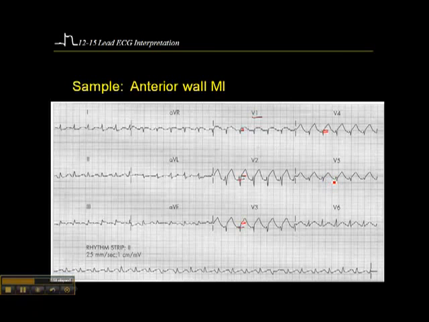V5, a little more difficult to say, not entirely sure, but V6, there's clearly no ST elevation, so we can rule out a lateral wall infarct. So this is a patient with an anteroseptal wall infarct.